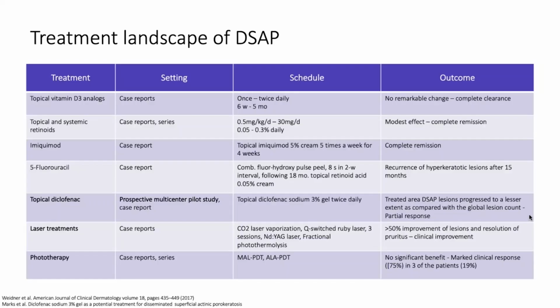So how is disseminated porokeratosis treated? A systematic review and a meta-analysis was reported in 2017, and you can see that most of the treatments that were investigated in DSAP were based on case reports and case series, and there's only one prospective multicenter pilot study that evaluated topical diclofenac in patients with DSAP. In this trial, patients received topical diclofenac sodium 3% gel twice daily, and the report said that patients developed a partial response, with DSAP lesions progressing to a lesser extent on the treated side compared to the global lesion count.